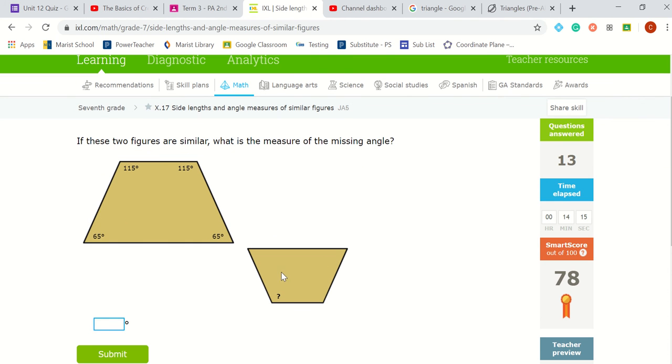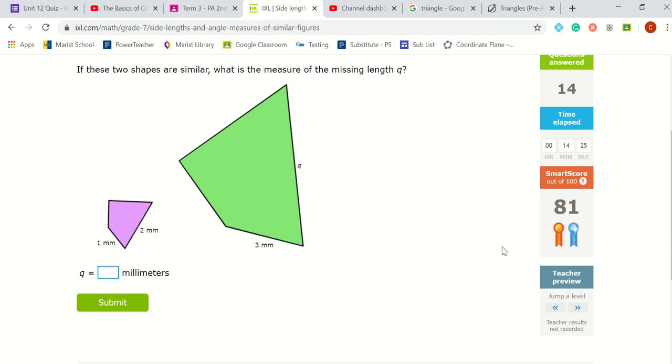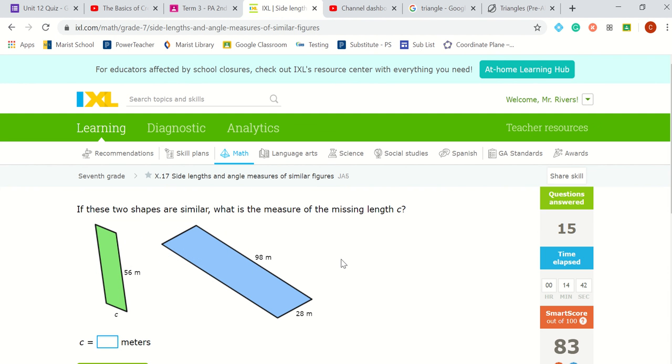Let's keep going. This is an obtuse angle. Obtuse angle is 115. That one was much easier compared to the previous one. Okay, if these two shapes are similar. Okay, so obviously 1 corresponds to 3, so 1 times 3 is 3. 2 times 3 is 6. Again, 1 times 3 is 3. 2 times 3 is 6. The similarity ratio here is 3.